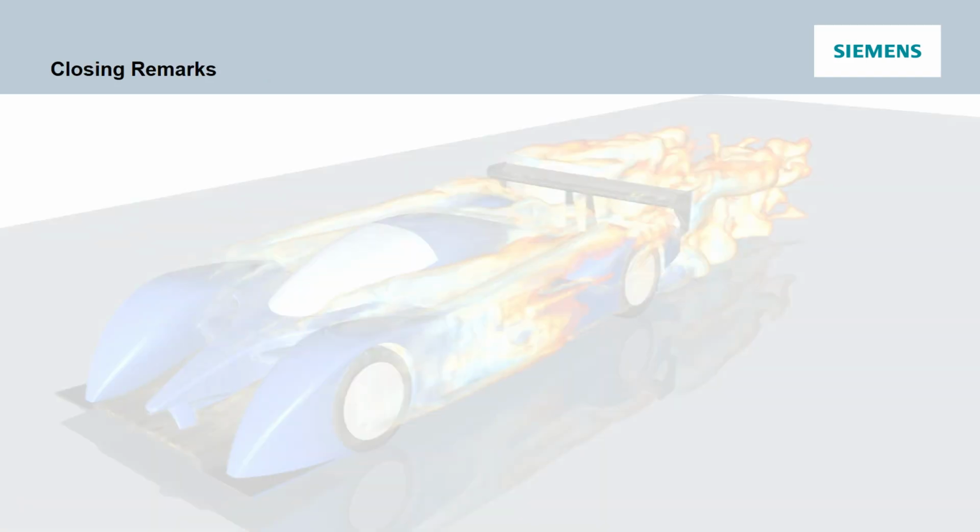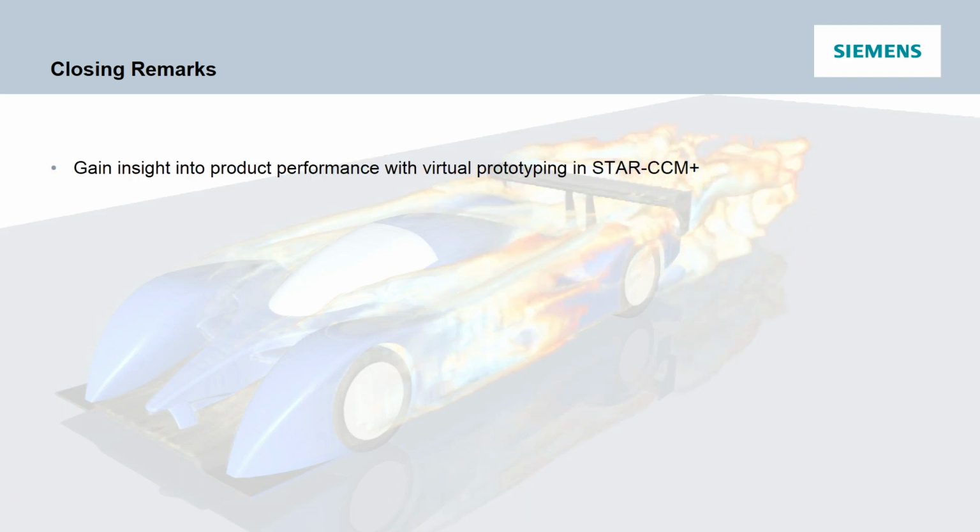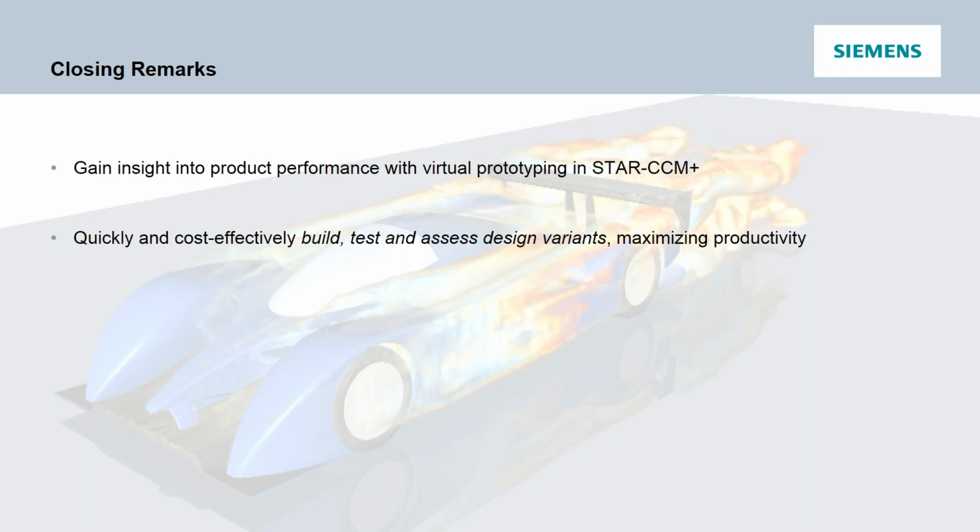And so, to some closing remarks. What I hope I've shown you in this short demonstration is that we can use virtual prototyping in STAR-CCM+ to gain really valuable insight into product performance, so in this case our race car performance, that we can quickly and cost-effectively build, test and assess design variants, so we can very quickly and easily change geometries in our case and rerun our entire workflow pipeline really very productively.